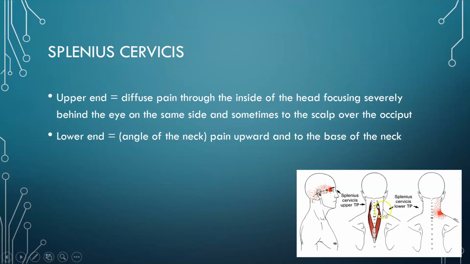Splenius cervicis, remember, does not go up to the head in terms of its attachments. The upper part here that we see, trigger point here in the upper part, is diffuse pain through the inside of the head, focusing severely behind the eye on the same side, and sometimes the scalp over the occiput. So this muscle as well can cause pain behind the eye. The lower part of the muscle down here can cause pain to the angle of the neck, so where trapezius and the neck kind of meet, and upward to the base of the neck.